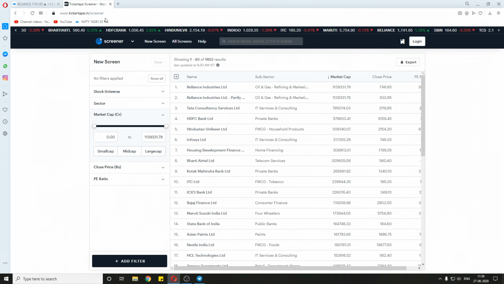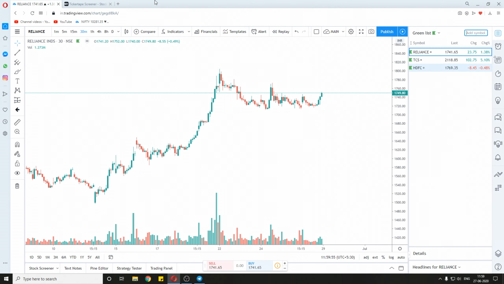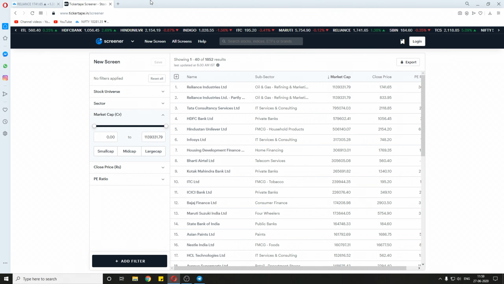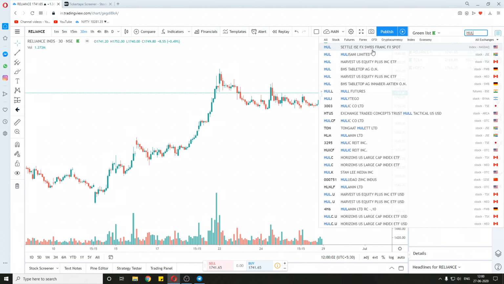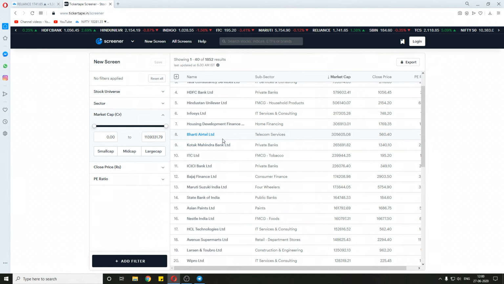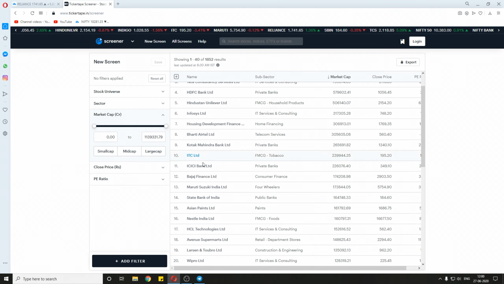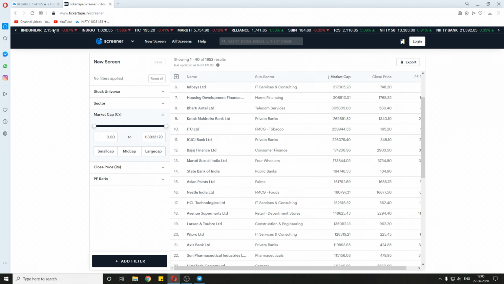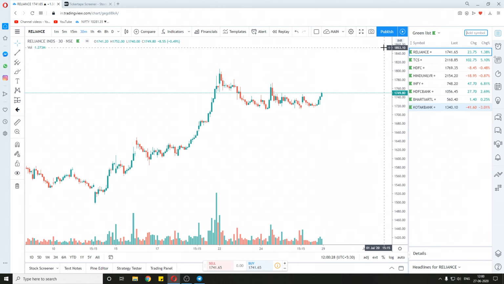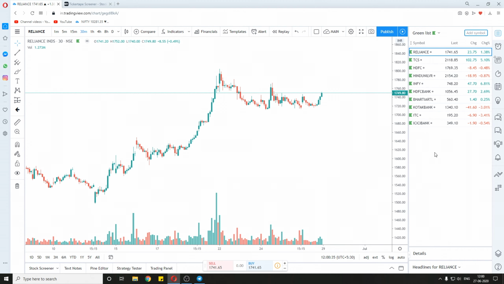So I have already added Reliance. Now we will add TCS, HDFC, and then HUL, Infosys. Then we have HDFC Bank, Bharti Airtel, Kotak, ITC, and ICICI. So we have added 10 stocks to our watch list.